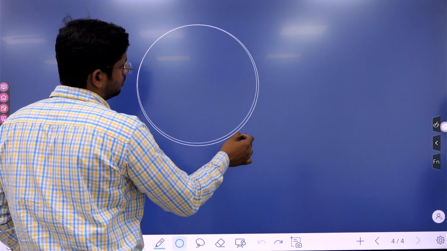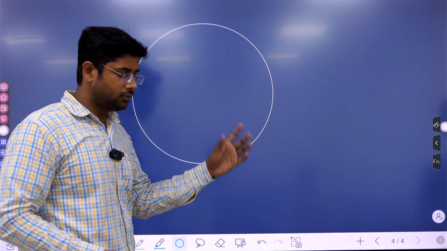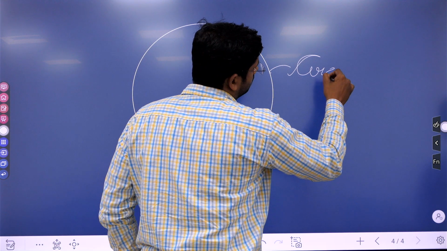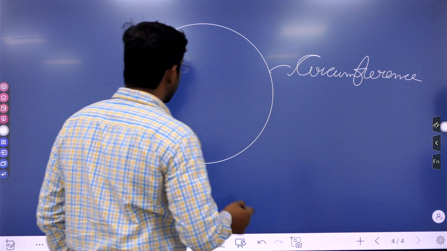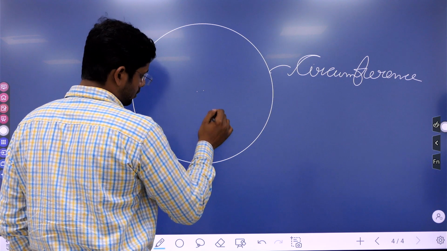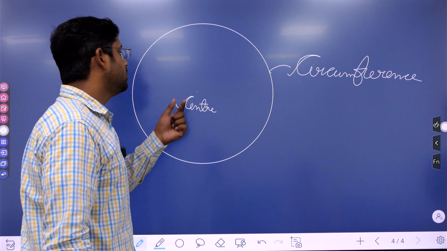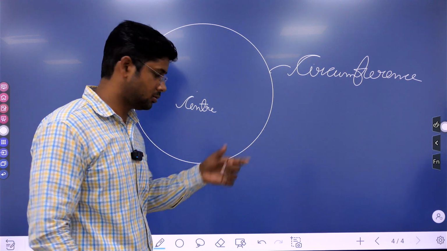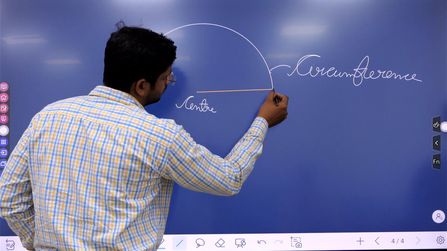So here is your circle, and the perimeter of a circle is called the circumference. Okay, so it is your circumference. And a circle has one center inside. It is called your center. And when we draw a line from the circle's center to the circumference, it is called a radius.